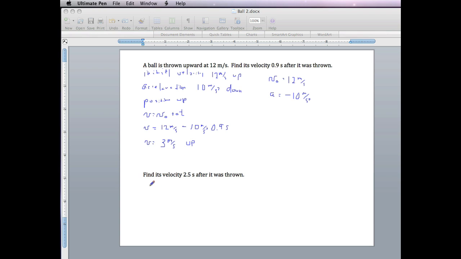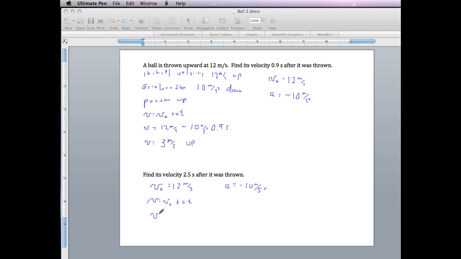What if you had the same problem, but this time you want the velocity 2.5 seconds after it's thrown? Using the same sign convention of positive up, our initial velocity is still 12 meters per second, and our acceleration is still negative 10 meters per second squared. And then v equals v naught plus at as before.